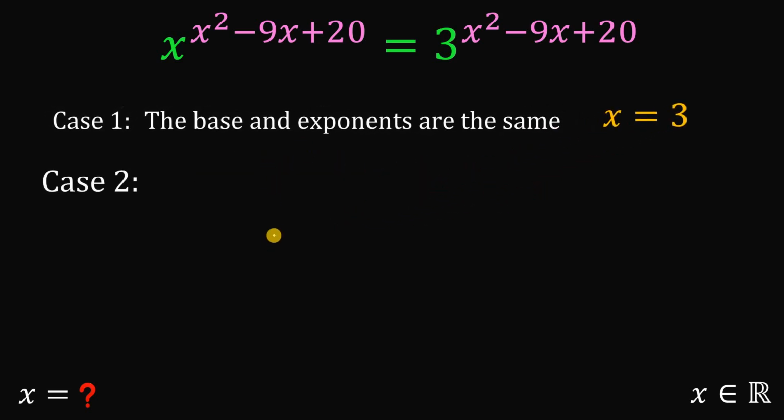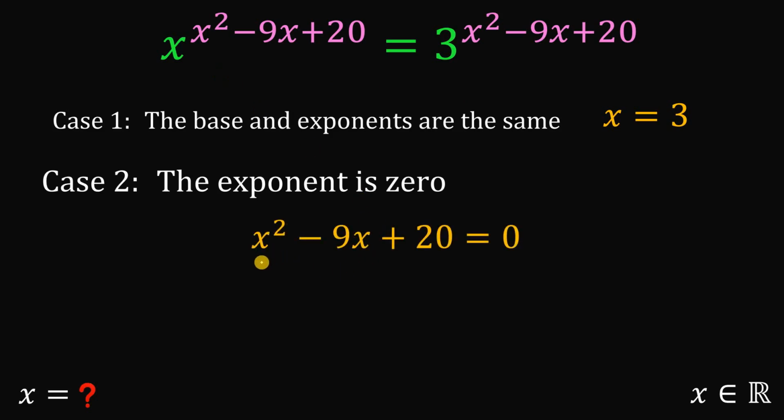Alright, now how about case number 2? Case number 2 is when the exponent is 0. When the base is any real number except for 0, and we raise this number to 0, the result is just 1. So if they are both equal to 1, then they are balanced, and that value of x is a solution to this equation. So now, let's take this exponent, x squared minus 9x plus 20 equals 0, and let's find the value of x.